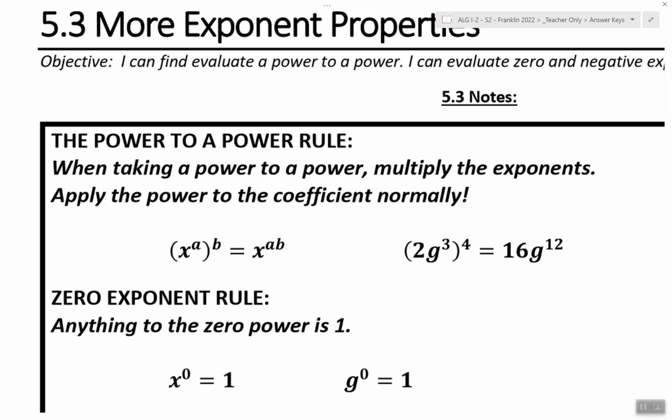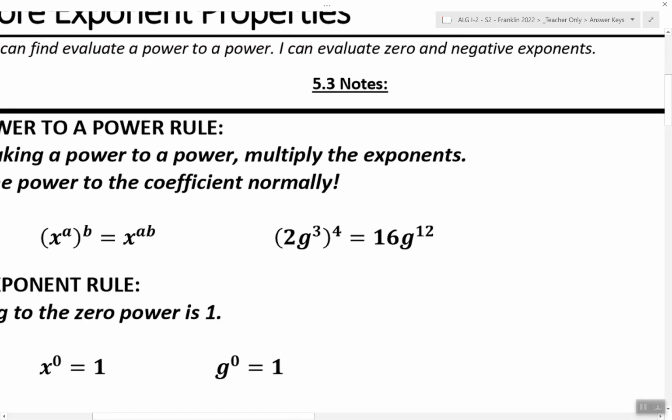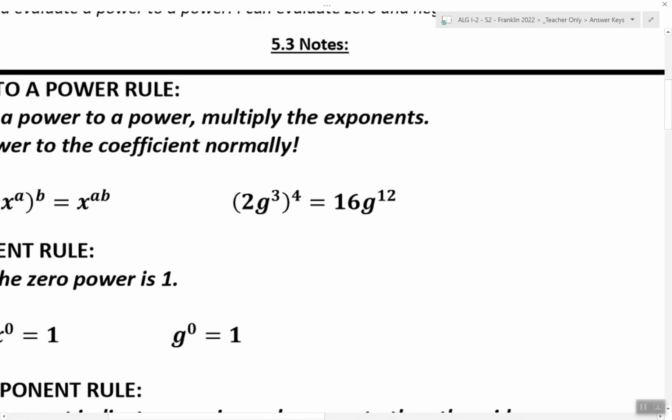Now, if there's a coefficient, apply the power to the coefficient normally. So to show you what I mean by that, we have (2g cubed) to the 4th, which equals 16g to the 12th. And so remember what this exponent means. It means we have 4 2g cubes. And if you look at it this way, 2 times 2 times 2 times 2, that's where we get the 16 from. And then 3 plus 3 plus 3 plus 3, that is where we get the 12.